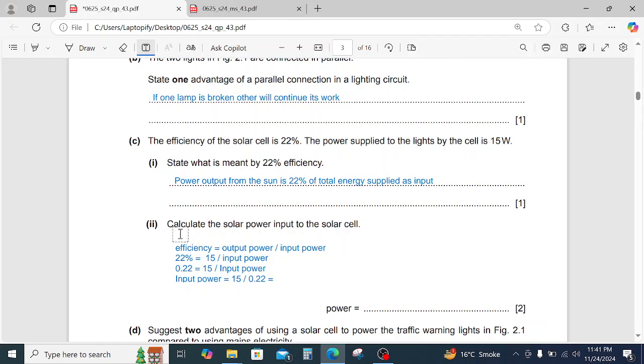Right, calculate the solar power input to the solar cell. So you have to find out the input of solar power.